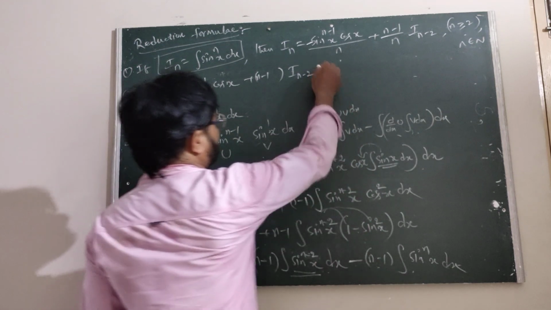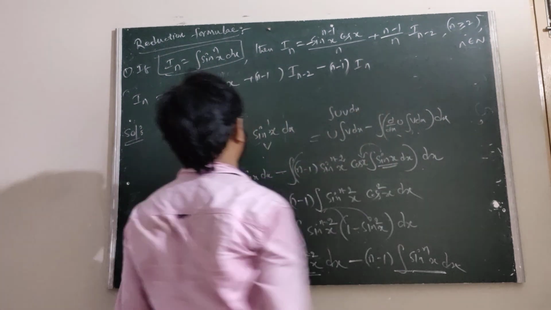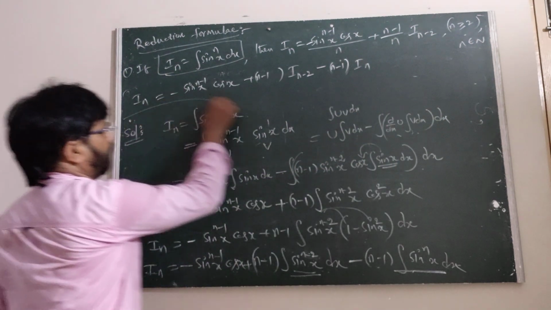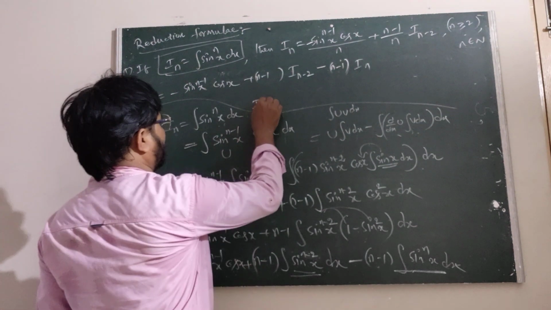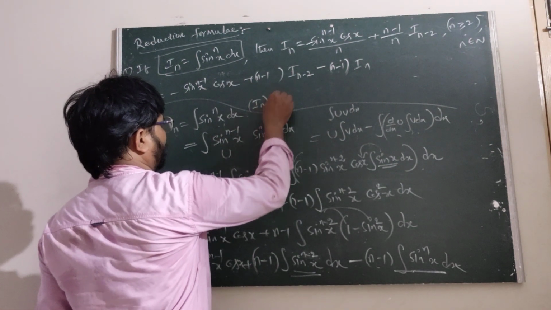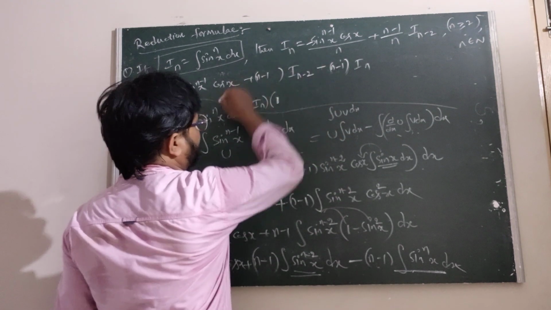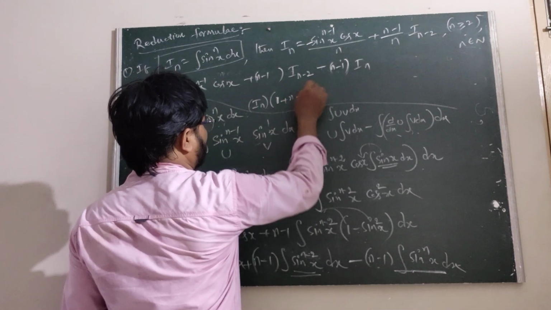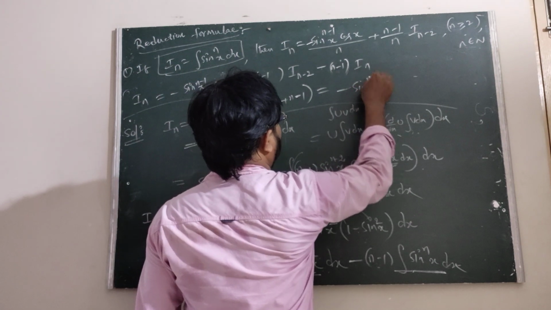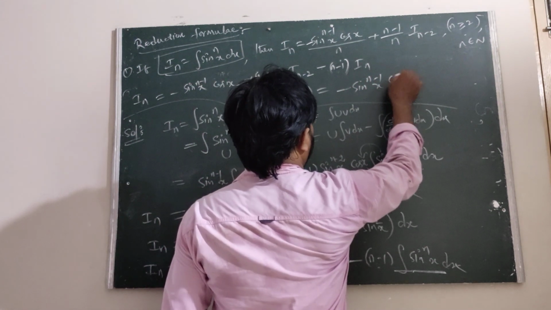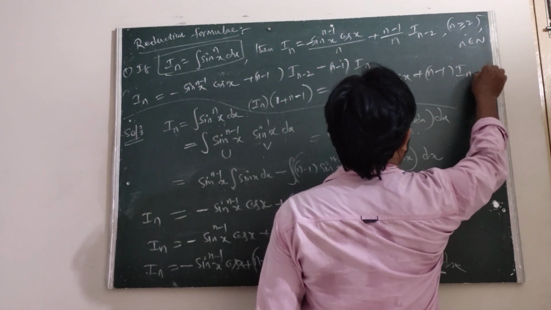Here the minus of n-1, this is I_n, we know. After that, we are sending this one, minus of n-1, to the other side. I_n is the common factor. We are getting I_n into 1, I_n into 1 is I_n. The minus term is sent to the other side, plus n-1. Equal to what are the remaining? Minus sin^(n-1) x into cos x plus (n-1) into I_(n-2).